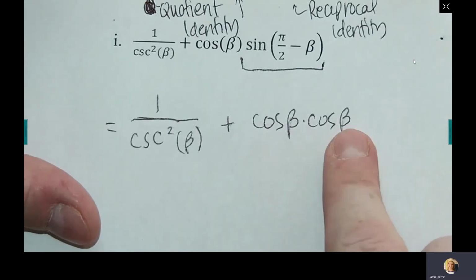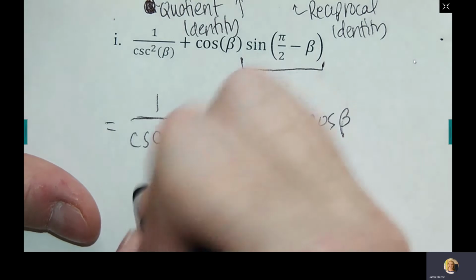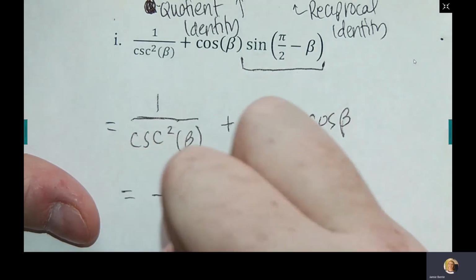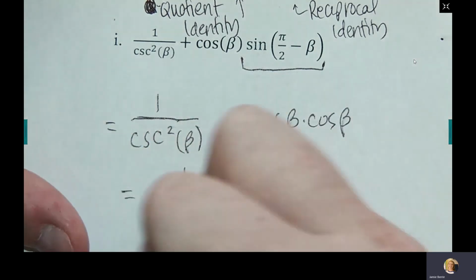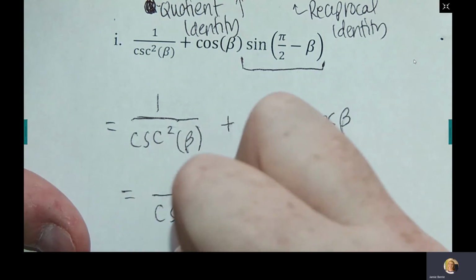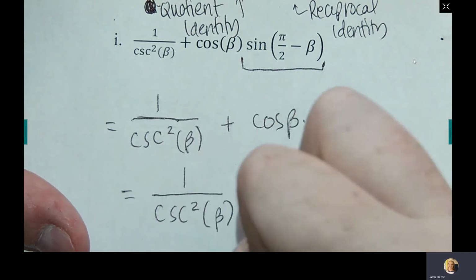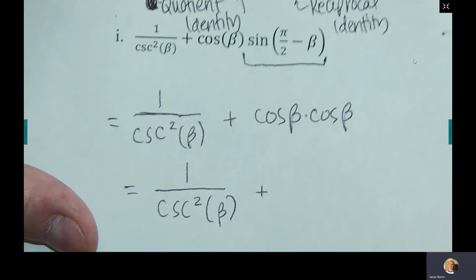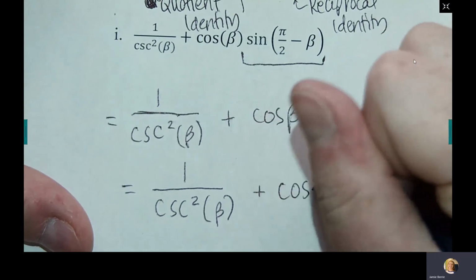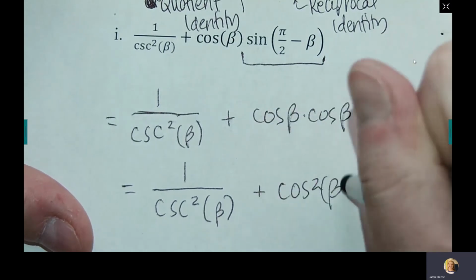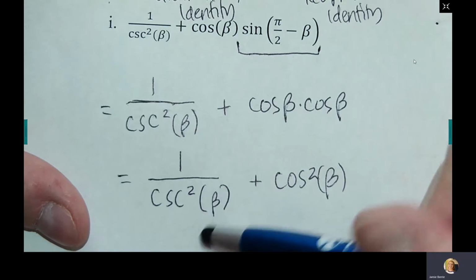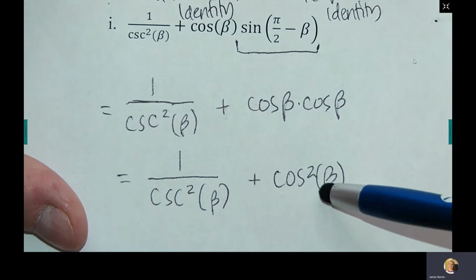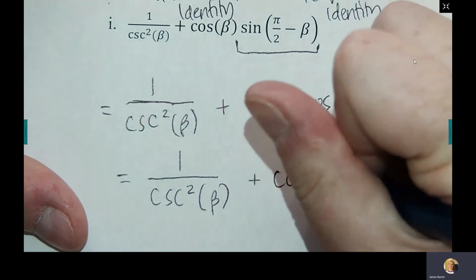All right, cosine times cosine is cosine squared. So keep that first part the same. We just keep bringing it down. We'll deal with it in just a second. So cosine times cosine is cosine squared beta. I guess I'll keep it in parentheses so it'll sort of match that first one. Sorry, that looks super messy. That's a 2 there.